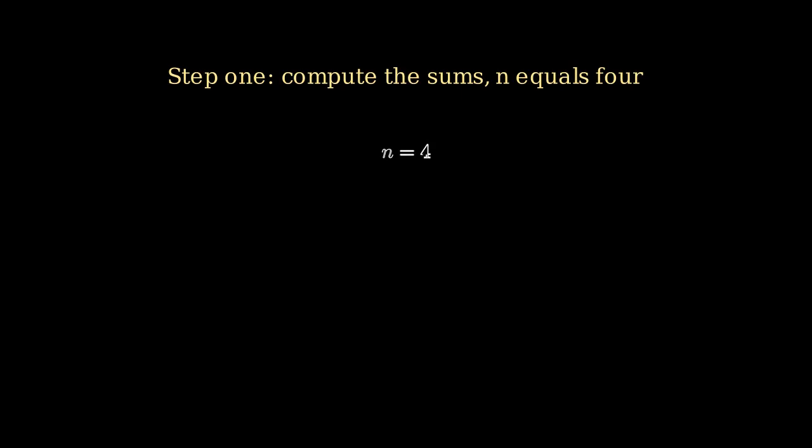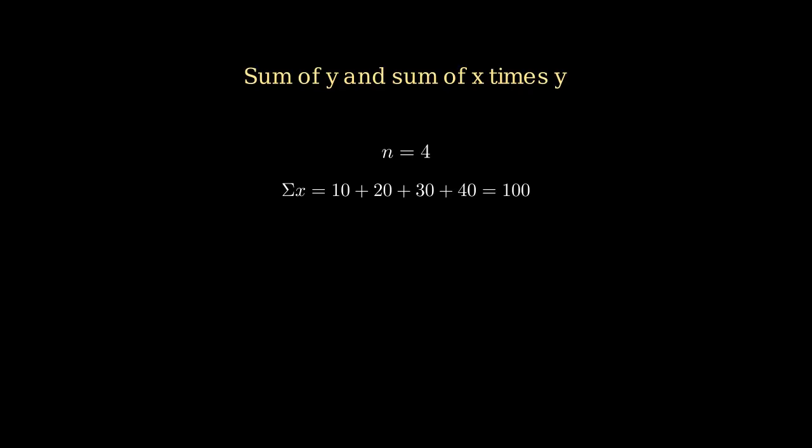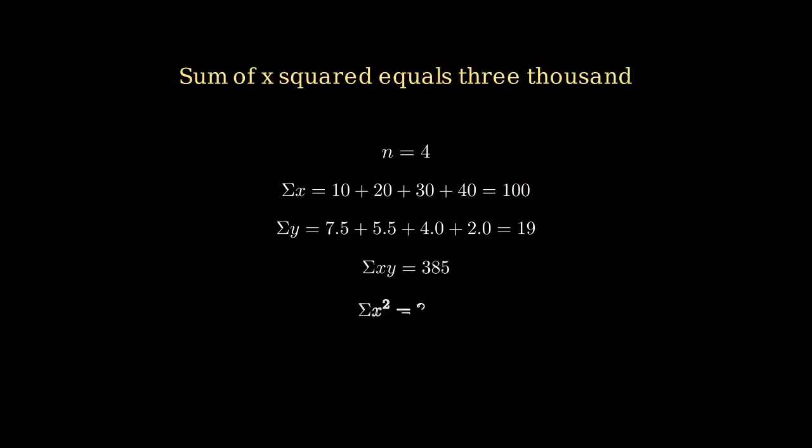There are 4 data points, so n equals 4. The sum of the angle values, called sum x, equals 100. The sum of the time values, called sum y, equals 19. The sum of each angle multiplied by its matching time, called sum xy, equals 385. The sum of each angle squared, called sum x squared, equals 3000.